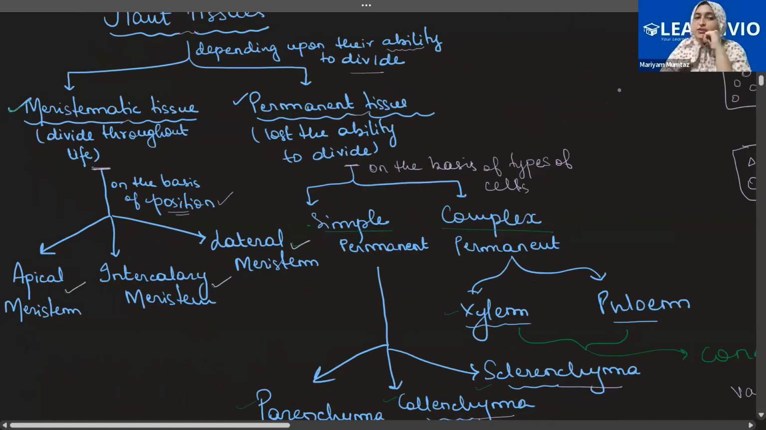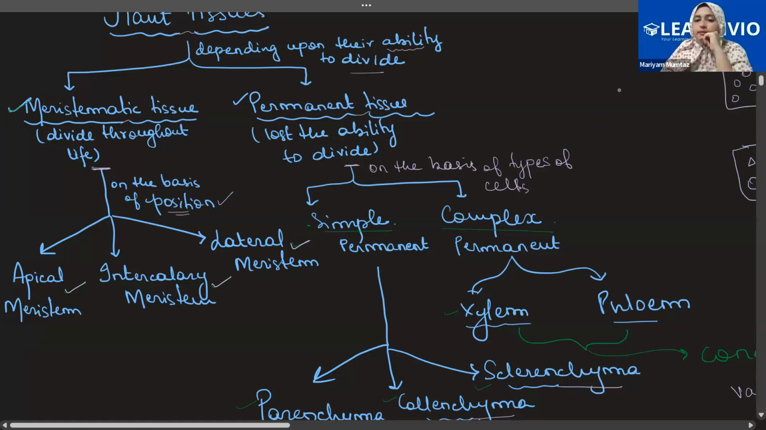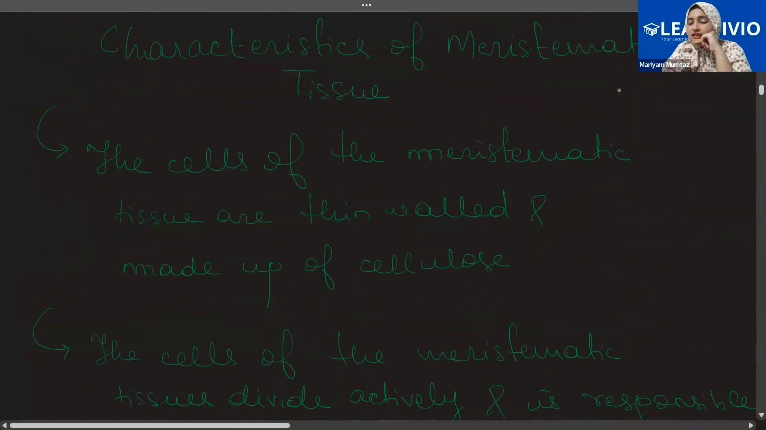The tissues are of two types, that is meristematic and permanent. Meristematic is the one that will keep on dividing. Permanent is the one that will not divide. Then furthermore, we'll see differences like simple permanent and complex permanent, which come under permanent tissue. Right now we're going to discuss the meristematic tissue.